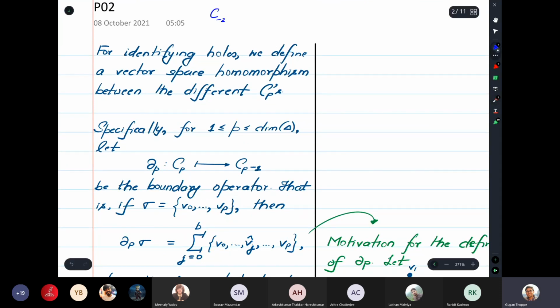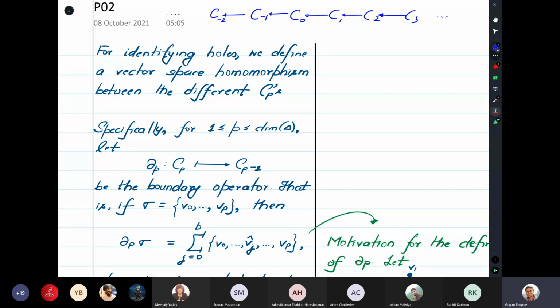So let me write these vector spaces, right? So you have, let's say, C minus 2, C minus 1, dot dot dot. You have C0, C1, C2, C3, dot dot dot. So you can see that for every p you have some vector space, right? Now what I'm going to define is a vector space homomorphism between these vector spaces, right? And notice the direction of the arrow. It goes in general from Cp to Cp minus 1.